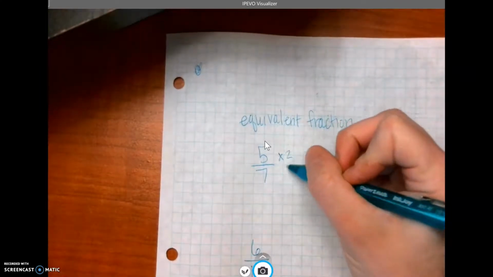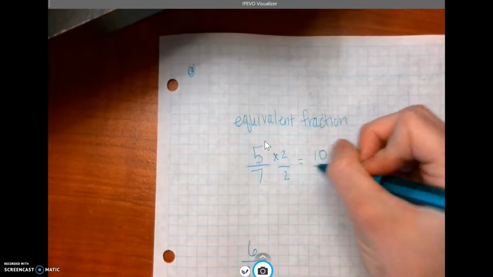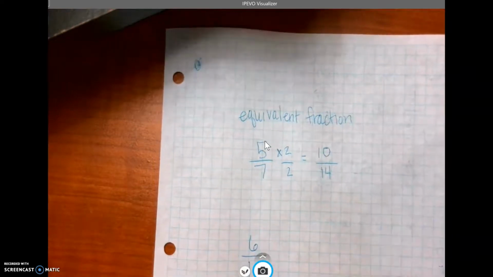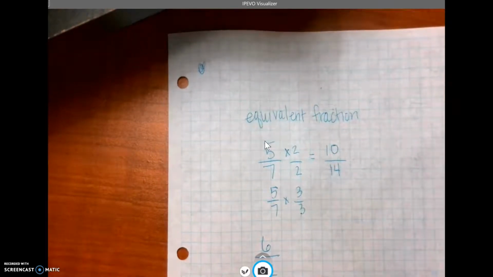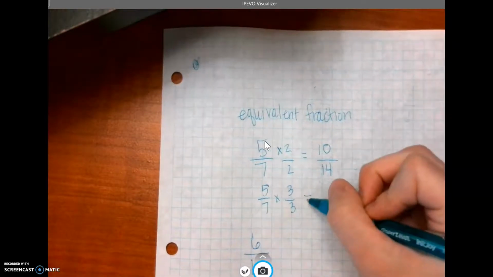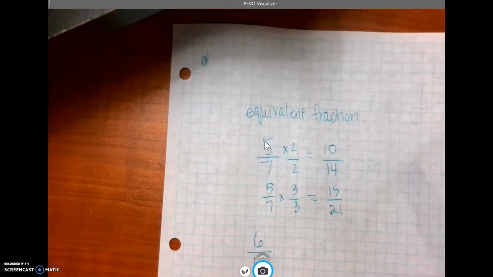So I'm going to multiply the numerator and denominator by 2, and 5 times 2 is 10, and 7 times 2 is 14. And you can use your multiplication chart in the back of your planner if you are kind of rusty with your multiplication facts. Okay, so that's one equivalent fraction. We could also multiply 5/7 by 3, or whatever number you like. It doesn't matter. You just want to multiply the top and the bottom by the same number. So that would be 15 over 21. All of these fractions, 5/7, 10/14, and 15 over 21, they all equal the same amount. Okay? So those are all equivalent fractions.